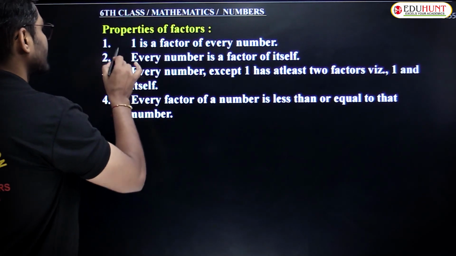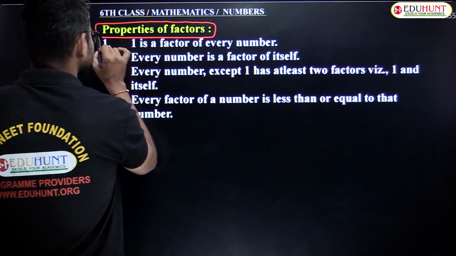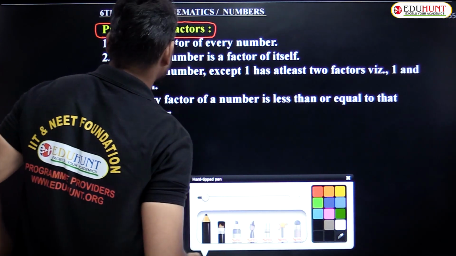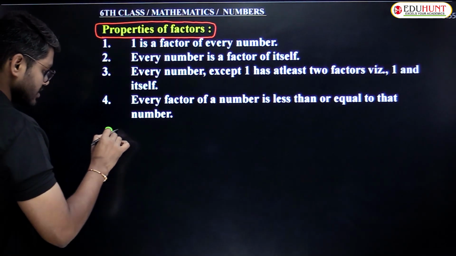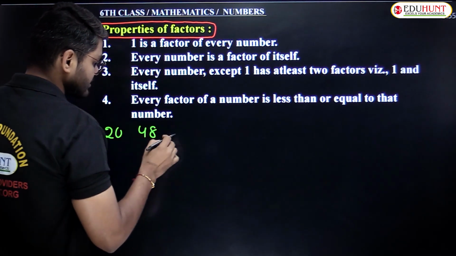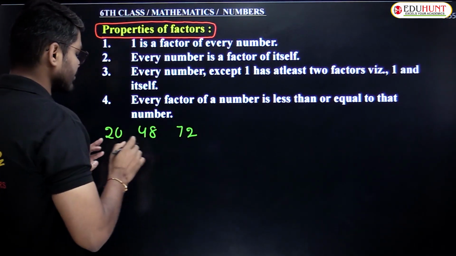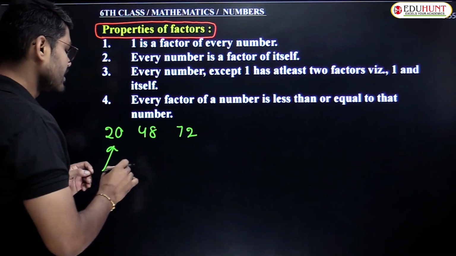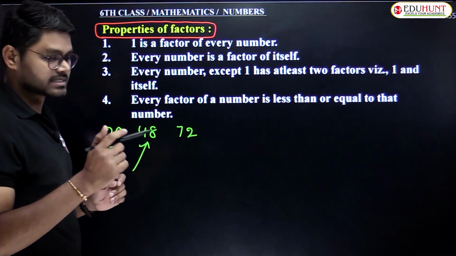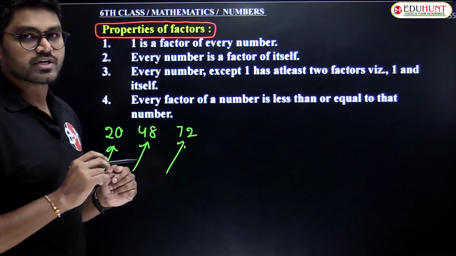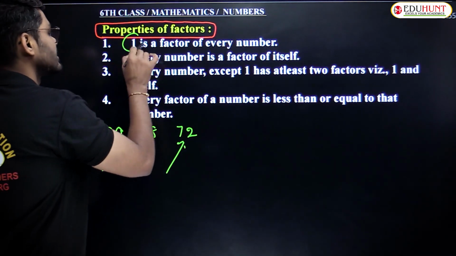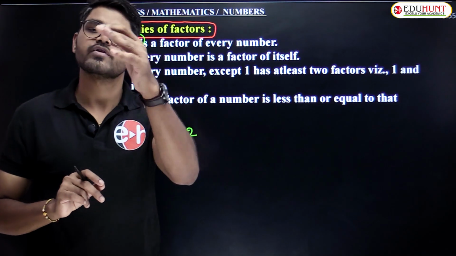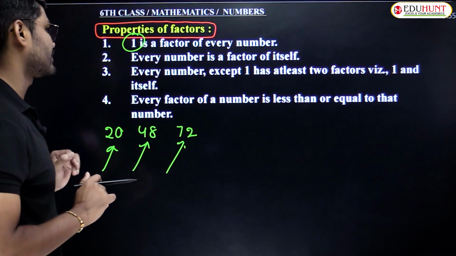Properties of factors. We should know the properties of factors. 1 is a factor of every number. That means if I take 20, 48, 72, these are numbers. So, in one table, do I get 20? Yes. In one table, do I get 48? Yes. In one table, do I get 72? Yes. Therefore, 1 is a factor of every number. Whatever the number you take, 1 is the factor of every number. That is the meaning of the first statement.